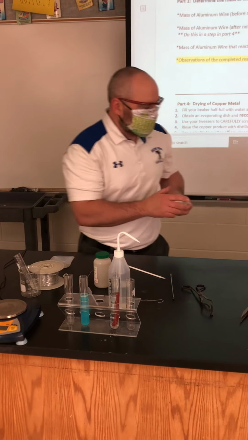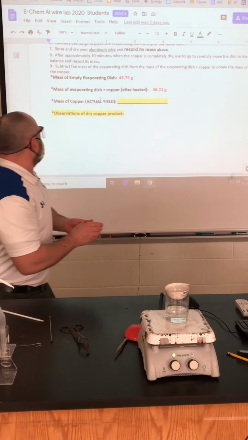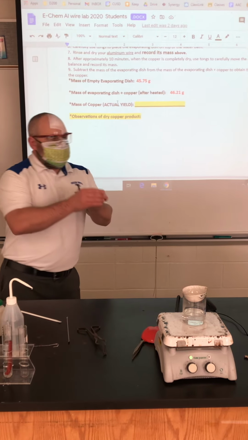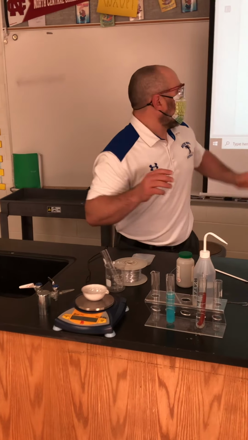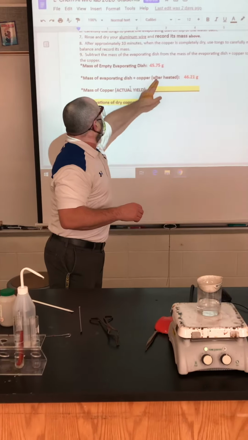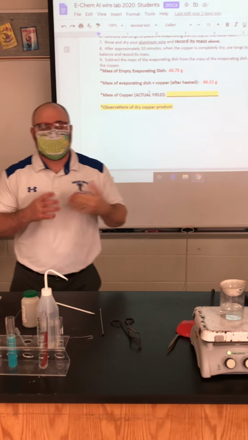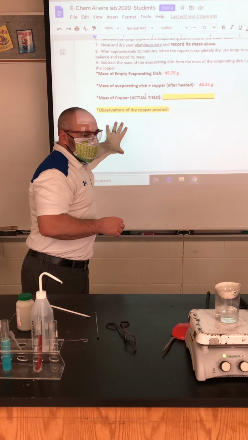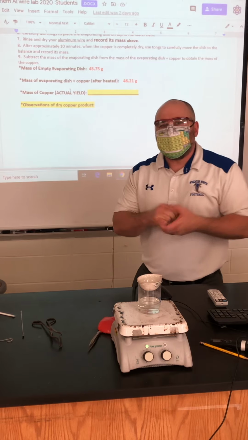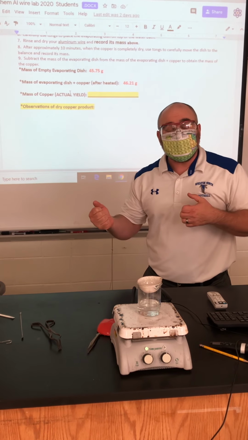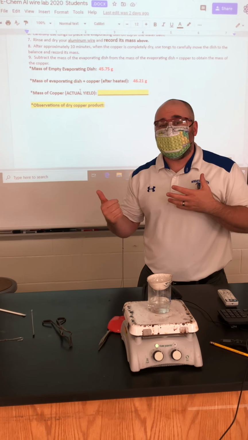I'm going to take this, and again, there's a place on here to observe your dry copper product, and now I'm going to weigh this evaporating dish with the copper in it, and I've got the mass of the evaporating dish when empty, and the evaporating dish plus the copper, so now you can figure out the mass of copper that was actually produced and record your observations here. After this point, we should have all the data we need to determine a theoretical yield and a percent yield for this particular reaction, as well as a limiting reactant and an excess reactant.